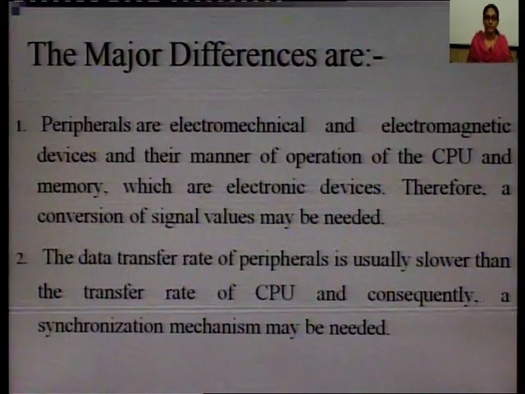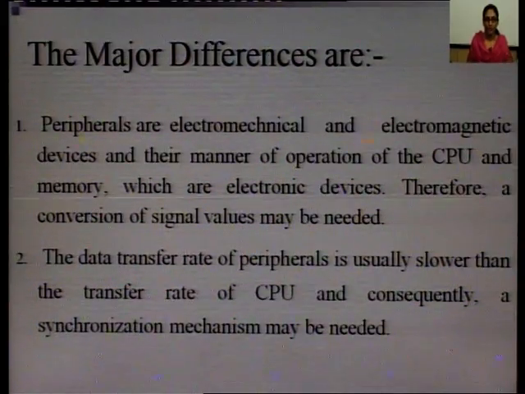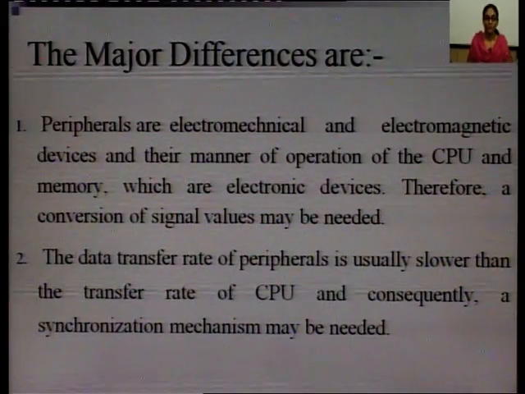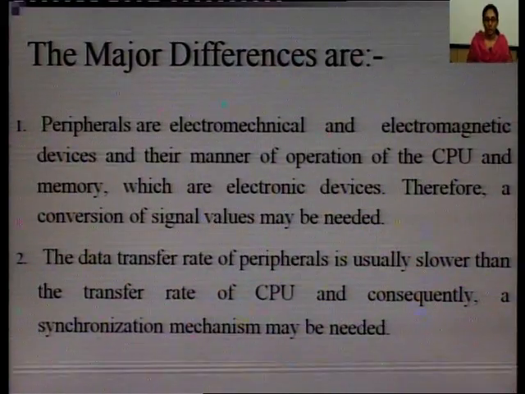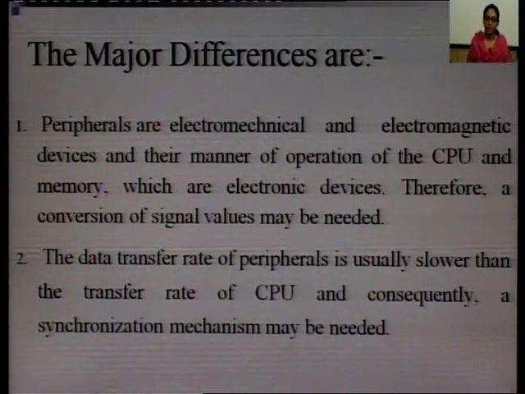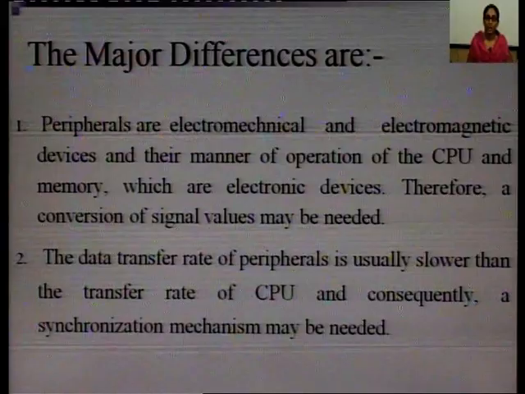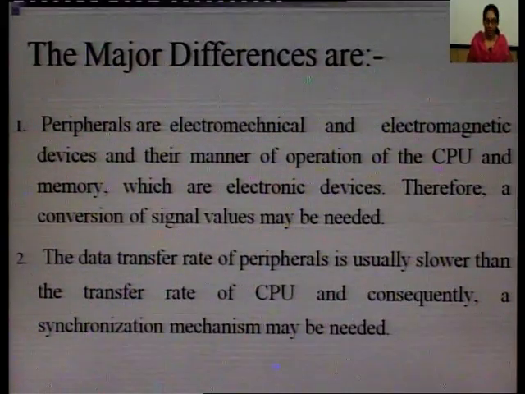Second difference is the data transfer rate of peripherals is lower than the data transfer rate of a CPU. So there must be some synchronization needed. So the synchronization mechanism is also needed. So that's why we require another unit which provides that synchronization.